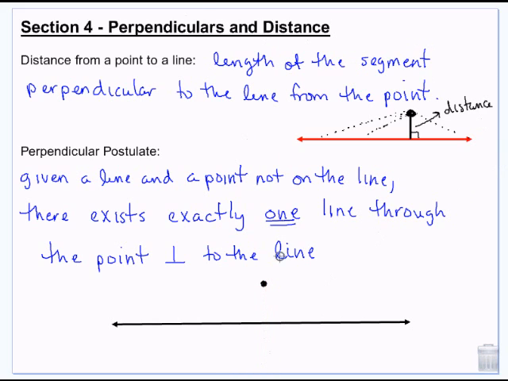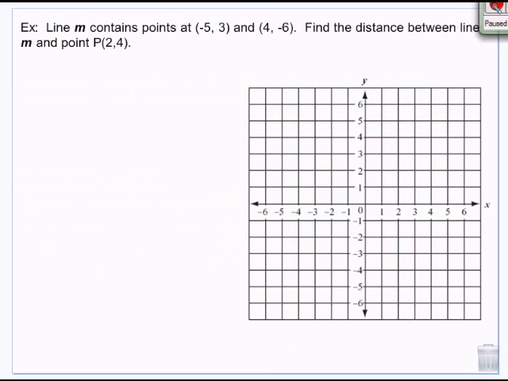That's not perpendicular. That's perpendicular, but it's not through my point. There. So there's only going to be one line that goes between this point and through this line that'll be perpendicular. And that makes sense, right? If I draw any other line, it's not perpendicular. So that's why it's a postulate, because it makes sense. You don't have to prove it, right?